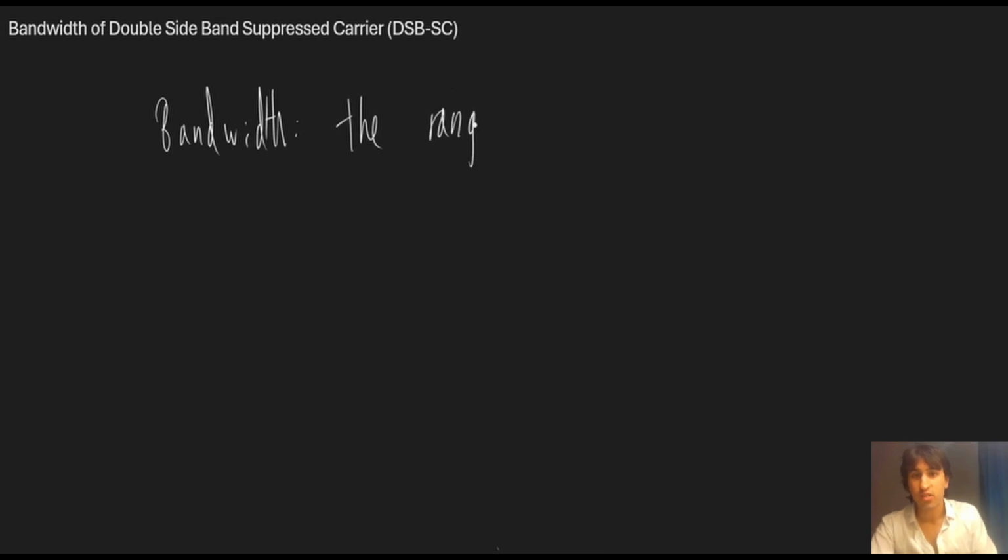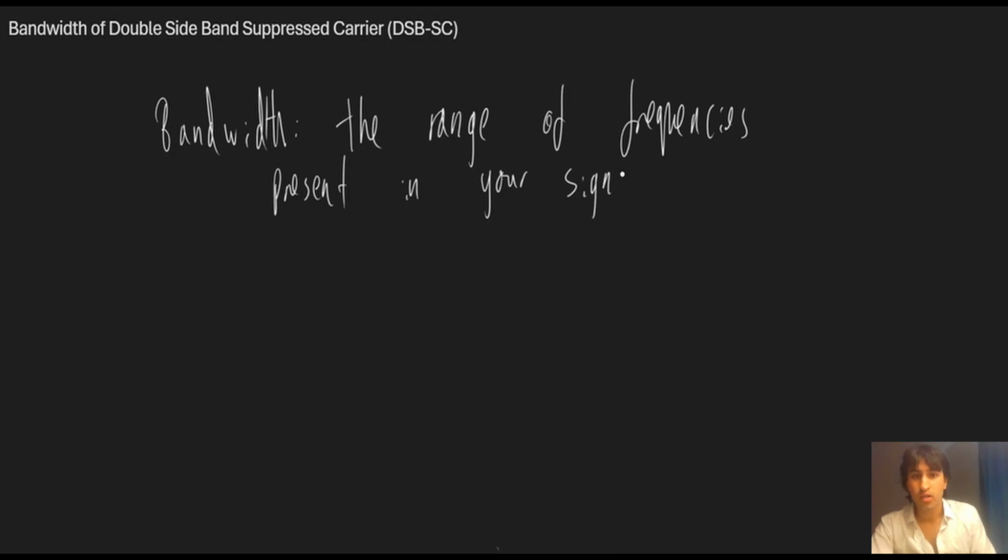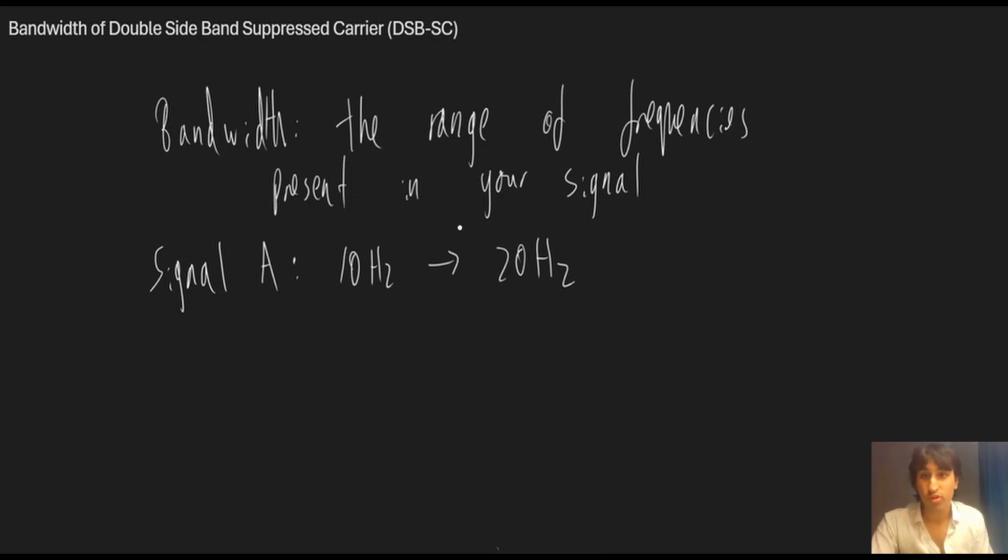Okay, so before we jump into calculating the bandwidth of the AM signal, let's look at what the bandwidth is, just to jog your memory. Bandwidth is simply the range of frequencies present in your signal. So for example, if signal A has frequencies from 10 Hz to 20 Hz, then its bandwidth is simply the range of frequencies, which is from 10 Hz to 20 Hz.